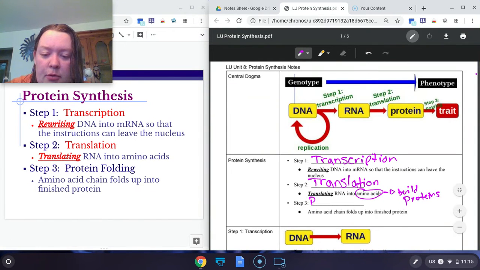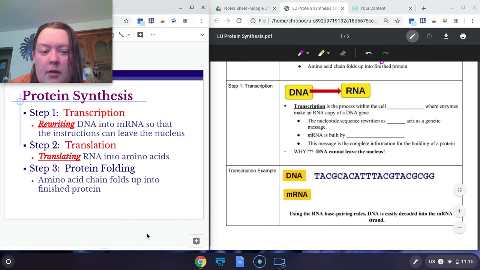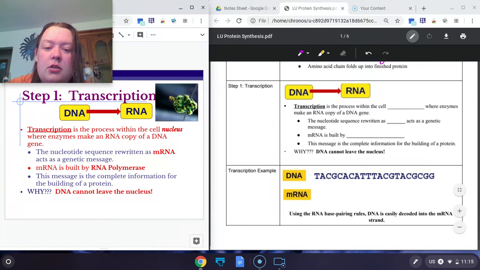And then step number 3 is going to be the protein folding. So once we have all the amino acids linked together, the protein's going to fold up, and then it can finally do its job. So we're going to look at those 3 steps one at a time. So step number 1 is transcription. Transcription is going from DNA to RNA.